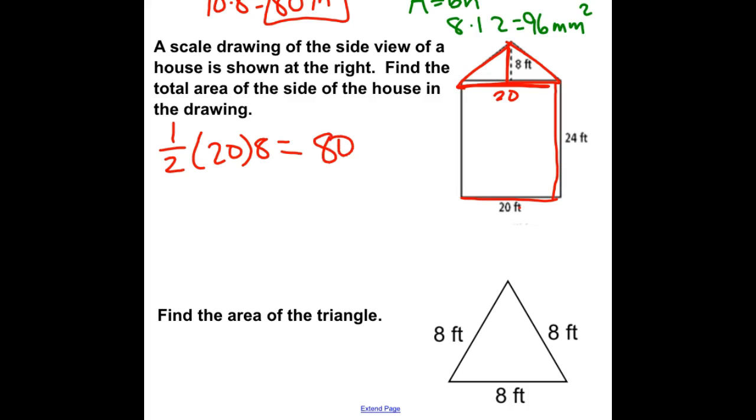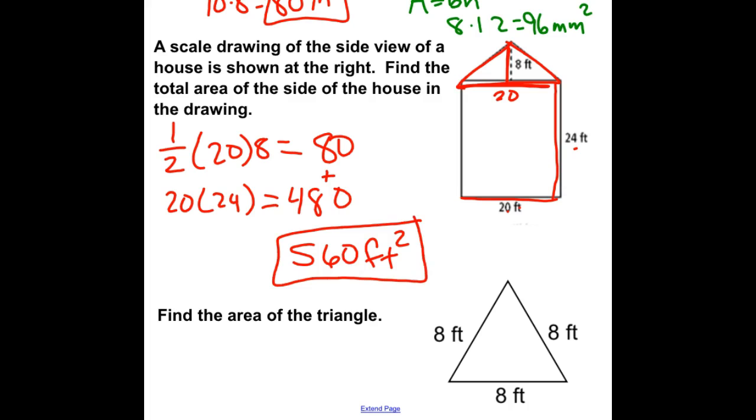Then we do the rectangle. The rectangle is just base times height. We go 20 times 24. Multiply that out, we get 480. Now, in order to get the entire shape, you have to add those two numbers together, and you get 560. Now, we do need to have a label with this. They're using feet, so we're going to go feet squared.